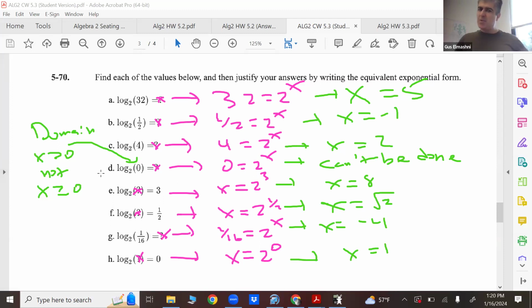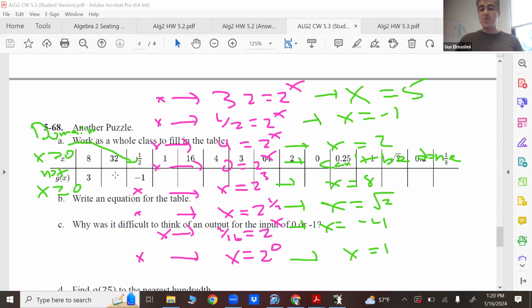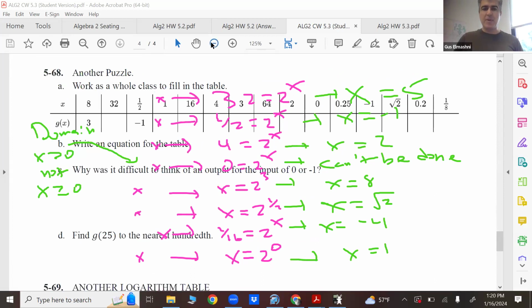Once you do this, a lot of it's going to be drill and kill. To be honest, I might have to do some drill and kill with you guys, because sometimes that's the way to do it.